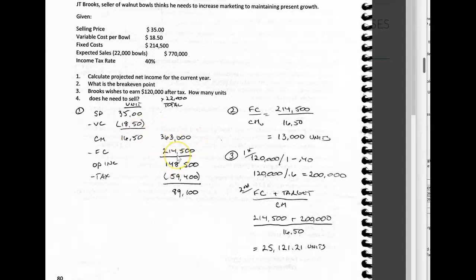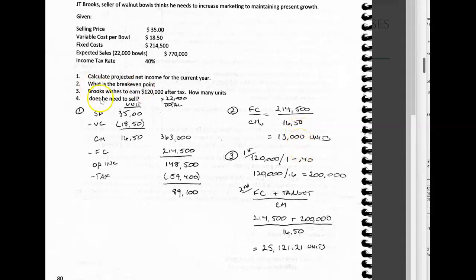Then subtract your fixed costs, which gives us operating income of $148,500, minus taxes of $59,400. Our net income would be $89,100. Then the question becomes, what's our break even? For break even, you take your fixed costs and divide by your contribution margin per unit. That gives us 13,000 units to break even. Nice and clean.